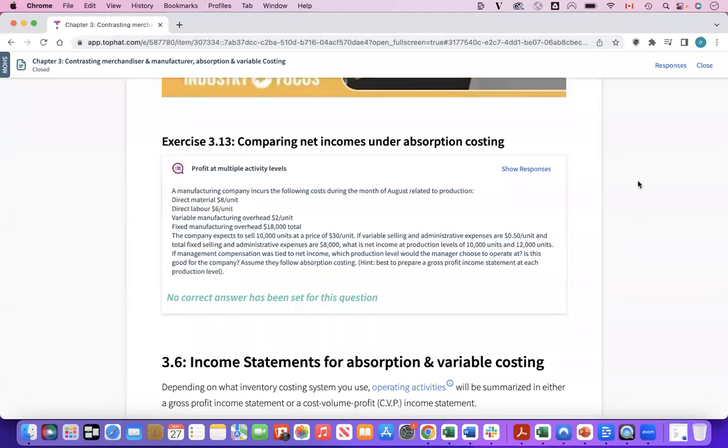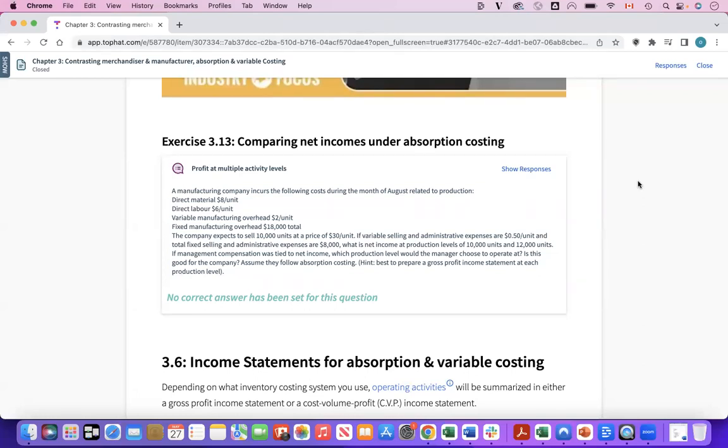All right, let's take a look at comparing net incomes under absorption costing. This is more so dealing with different levels of production, and even though you sell the same number of units, that level of production actually can affect your reported cost of goods sold, and therefore your net income. And there's some drawbacks to that. So let's read through the question. We'll go through it and explain kind of the perils of absorption versus variable costing.